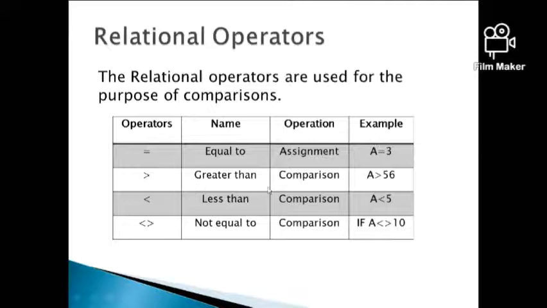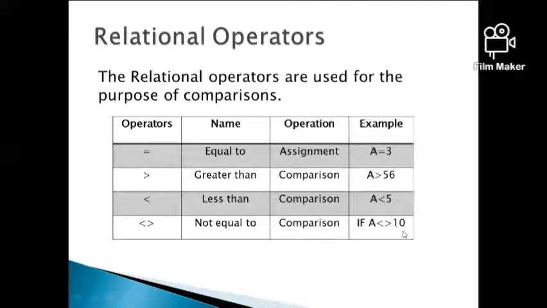This sign is known as greater than and the operation is comparison. All these three operators are used for comparison. A greater than 56. You can take any value to compare with any other variable. This symbol is known as less than and the operation of this symbol is comparison. A less than 5. And this symbol is known as not equal to. Operation is comparison, if A is not equal to 10.